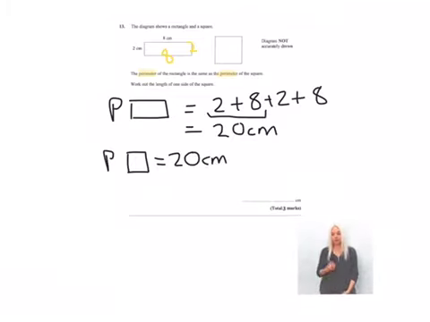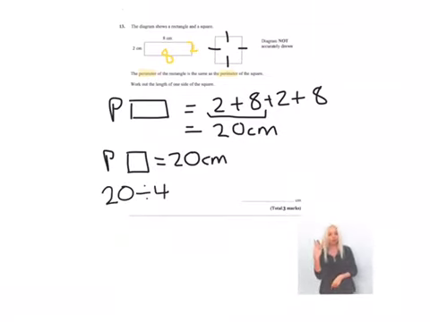Work out one length, one side of the square. So the key thing about a square is that all the lengths are exactly the same. So this length here is the same as this length, is the same as this length, and this length. So if they're all the same and they all add up to 20, then you do 20 divided by 4, which gives us 5 centimetres. So the answer is 5 centimetres.